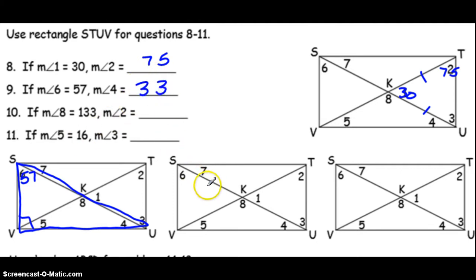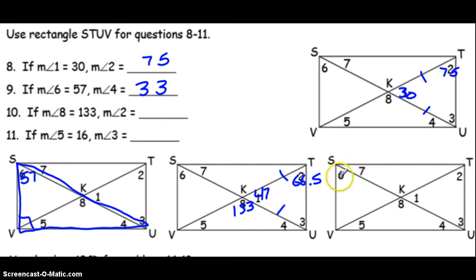Question 10. If measure of angle 8 is 133, what's the measure of angle 2? Well, I guess I could just find what angle 1 is here and then go for 2 because this is an isosceles triangle, just like we did in question 8. So 133 minus 180 is 47. And then subtract from 180, divide by 2, because this is an isosceles triangle again, will give us 66.5.